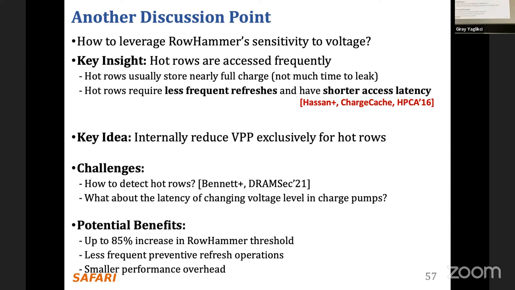And there can be some potential benefits. We observe an 85% increase in RowHammer threshold by reducing VPP. When we actually come up with a mechanism that implements this, maybe we can make use of this, perhaps a little bit more than this 85%. And we can perform less frequent periodic refresh operations, which will give us back some of the performance overhead.